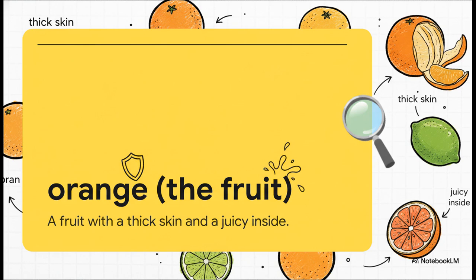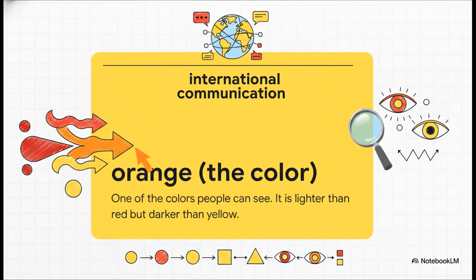The definition is a fruit with a thick skin and a juicy inside. I mean, that's perfect, right? No complicated scientific terms, just simple words that everyone knows. Thick, skin, juicy, inside. You immediately get it. Okay, now for the color.